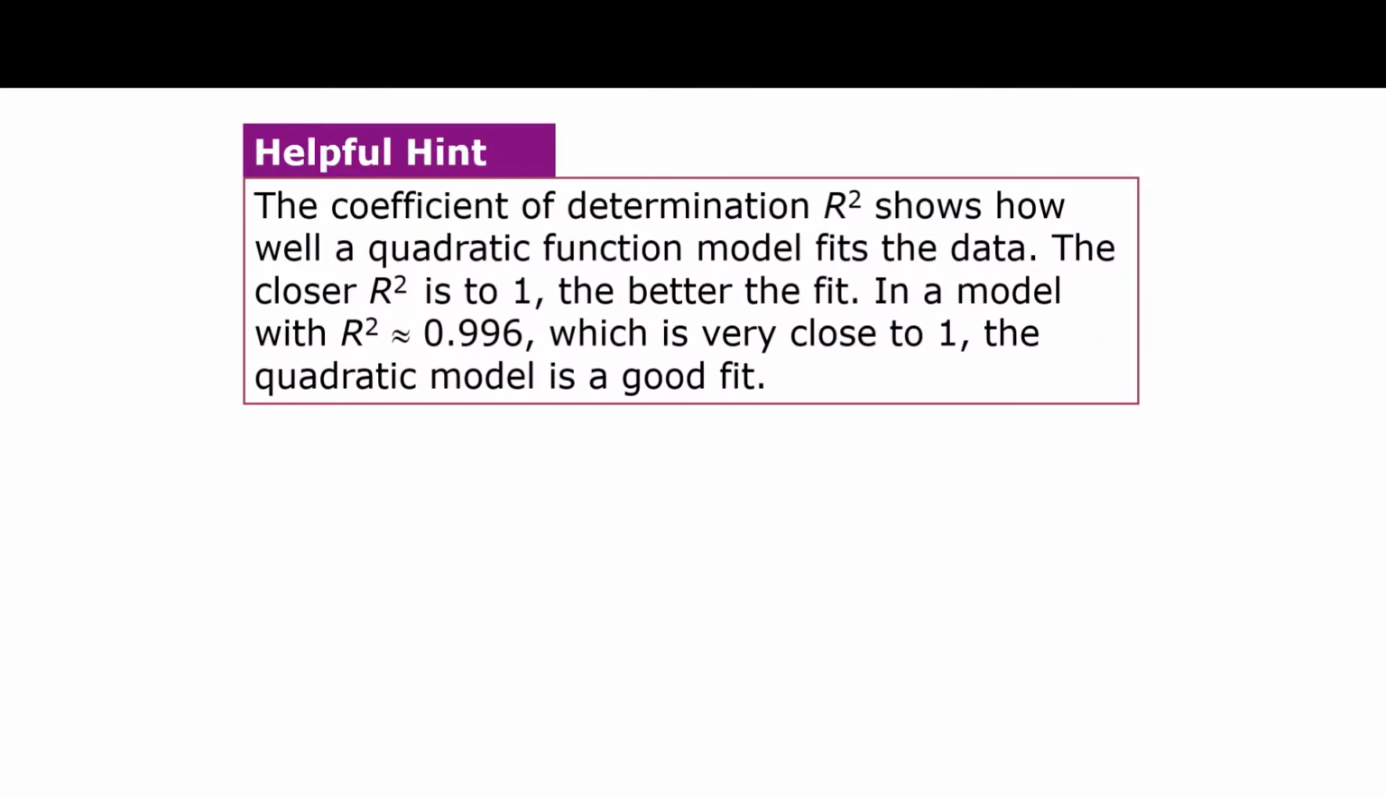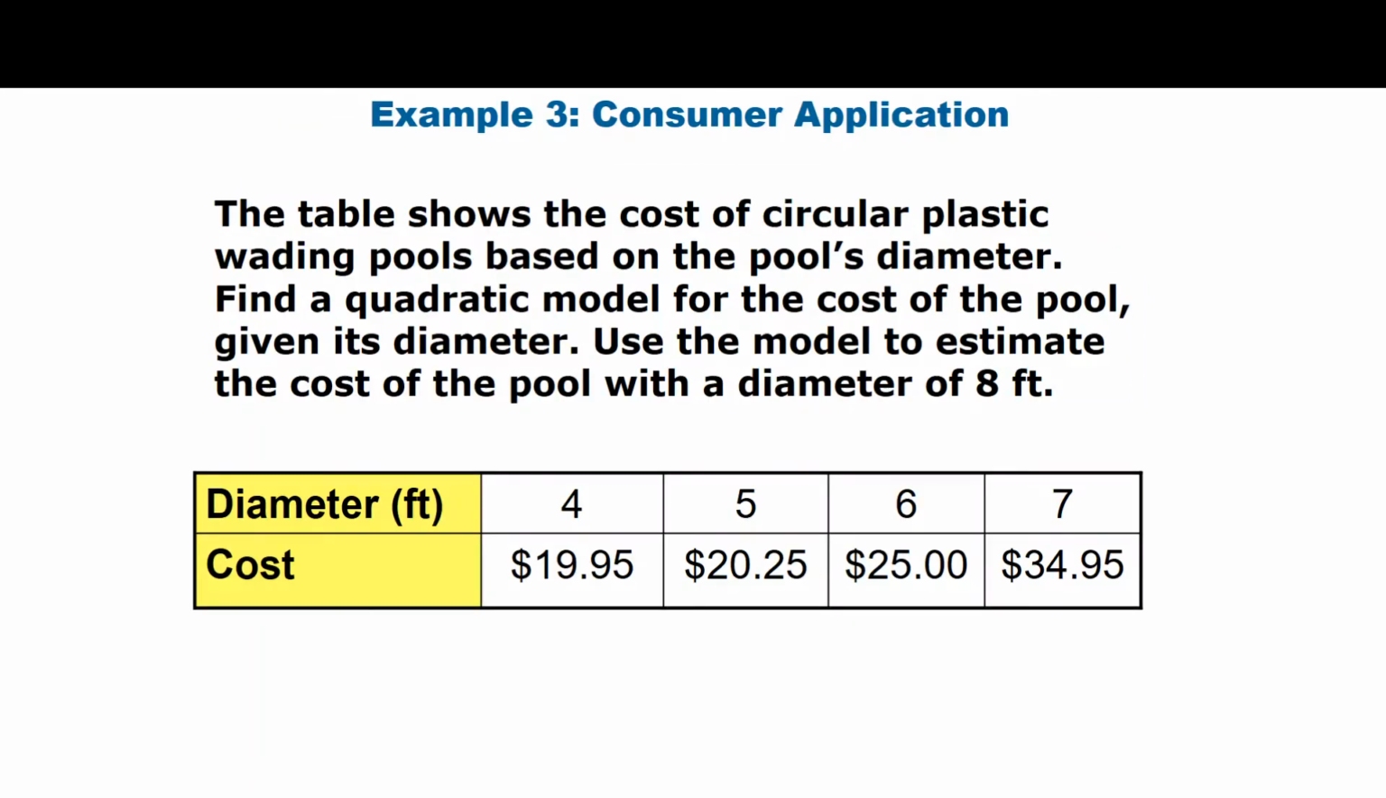So here's a helpful hint. The coefficient of determination, r squared, shows how well a quadratic function model fits the data. The closer r squared is to 1, the better the fit. In a model with r squared equals 0.996, which is very close to 1, the quadratic model is a good fit. Take a look at this example.